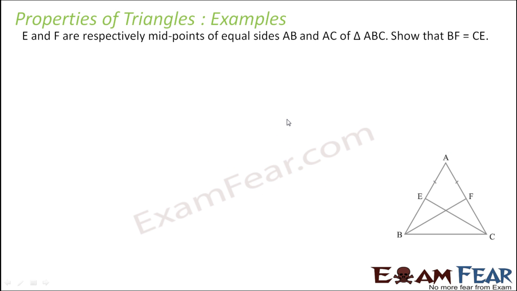E and F are respectively midpoints of the equal sides AB and AC of triangle ABC. There's a triangle ABC, E and F are midpoints of the equal sides AB and AC. That means AB is equal to AC, that is given. And E and F are midpoints, so AE will also be equal to AF. Why? Because AB by 2 will be equal to AC by 2 also. Just noting the things, EB will also be equal to FC. And this part will be equal to this part will be equal to this part.